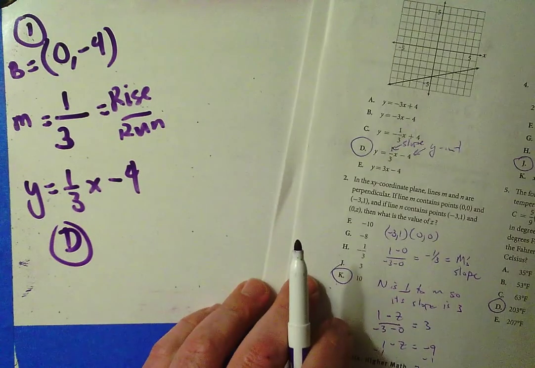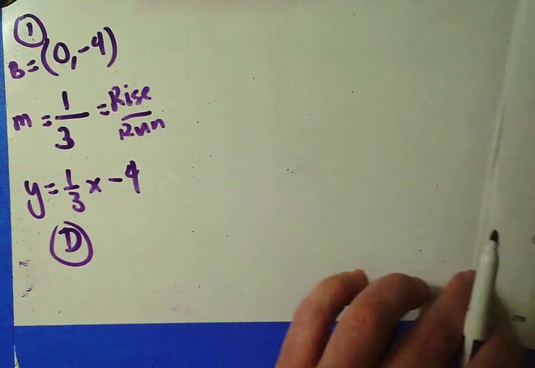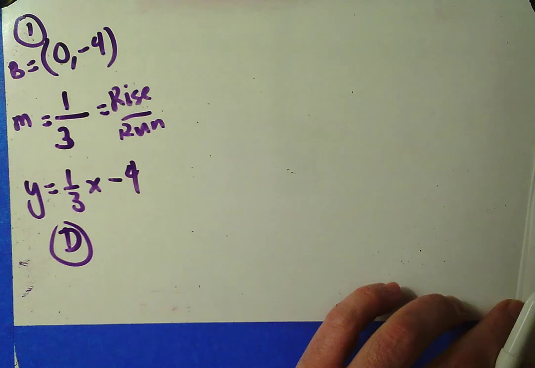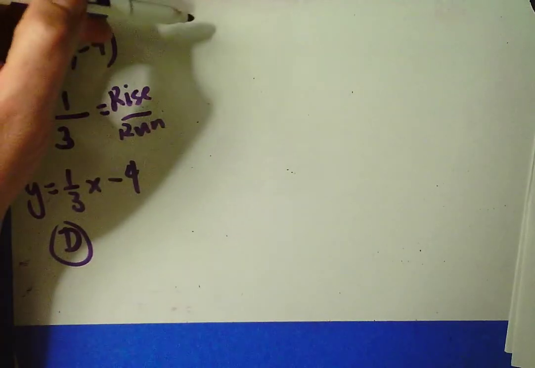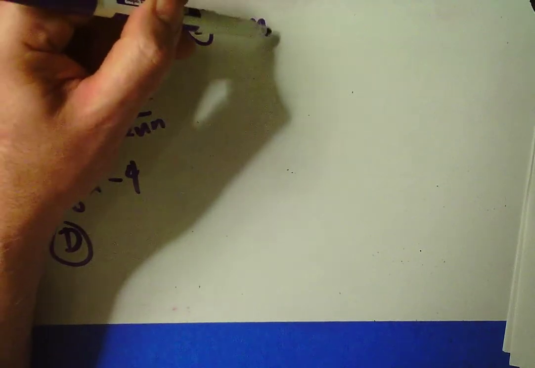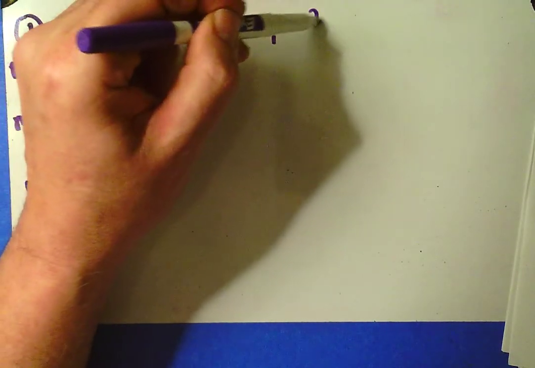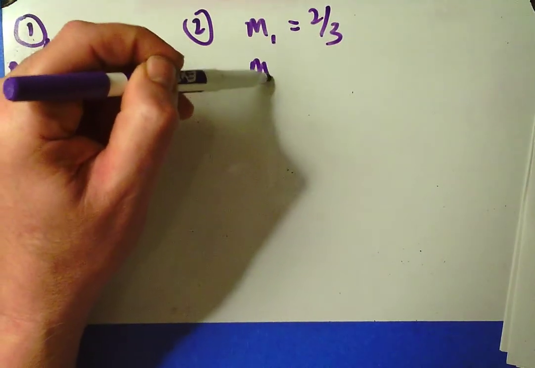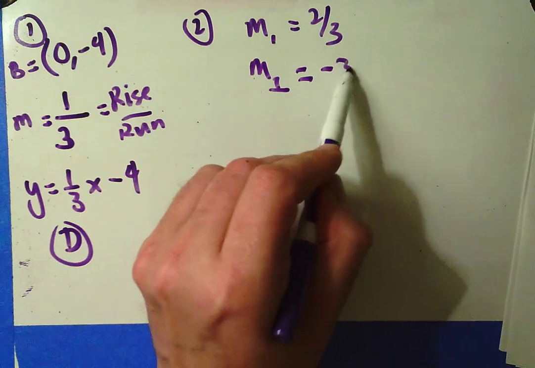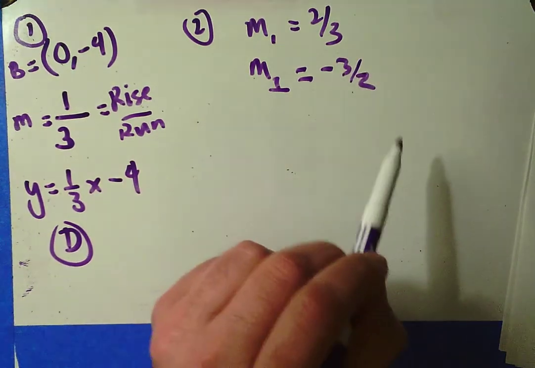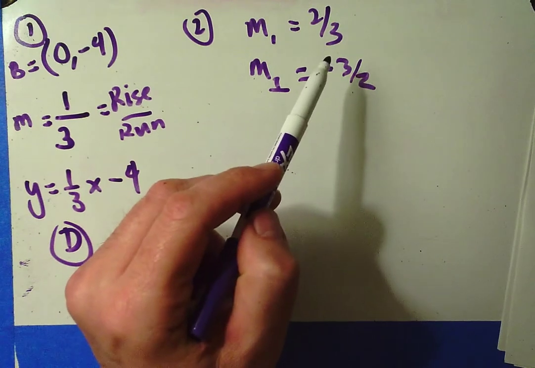2. In the xy coordinate plane, that just means on a graph, the lines M and N are perpendicular. Remember, perpendicular lines have opposite reciprocal slopes. So if the slope of one line was 2/3, the slope of the perpendicular line would be negative 3/2. So not only do we need the reciprocal, but we also need to change the sign.